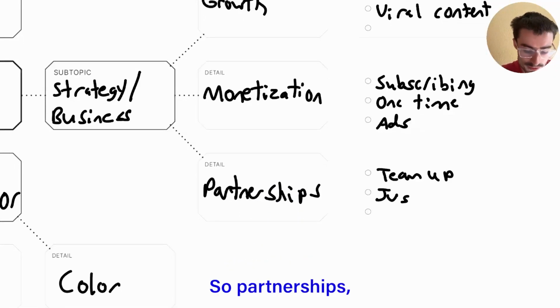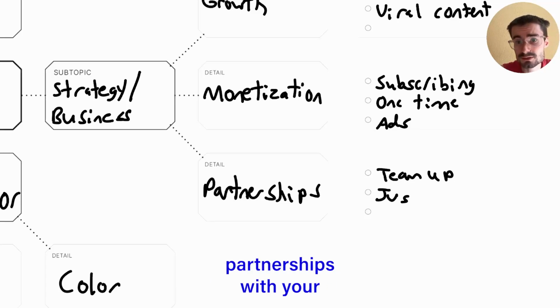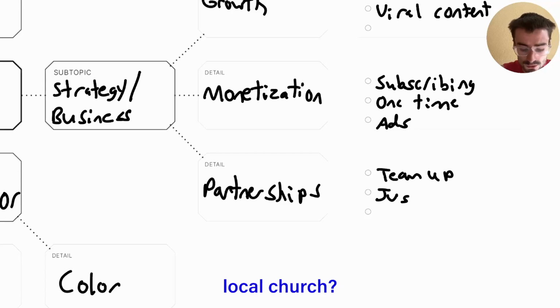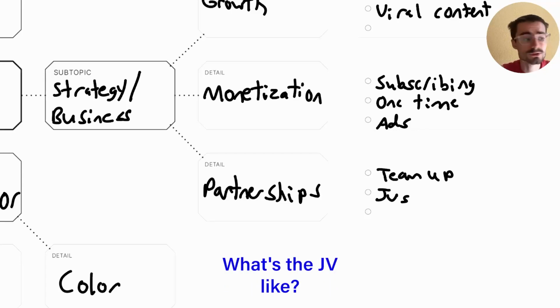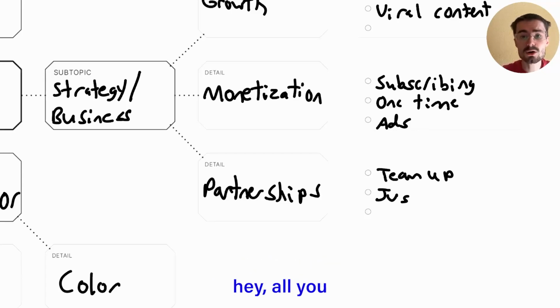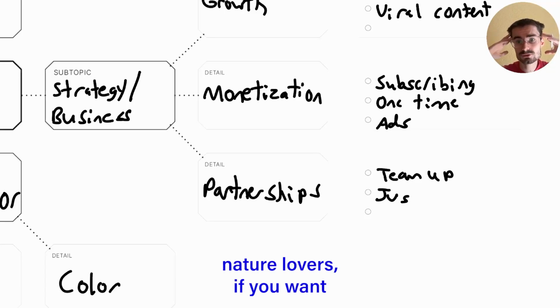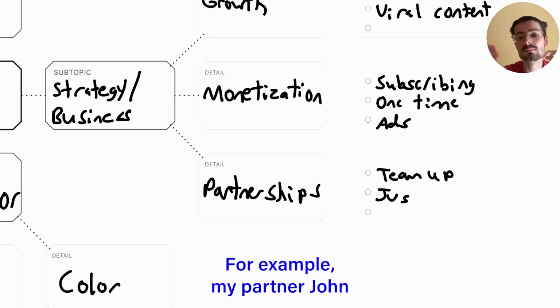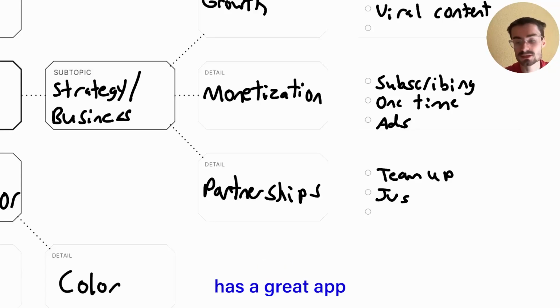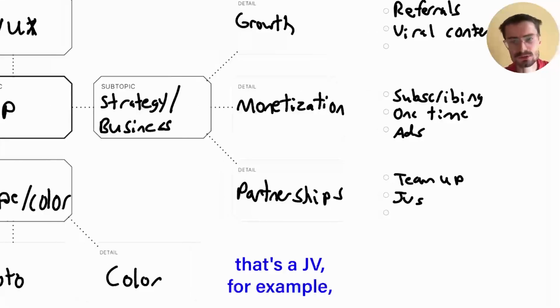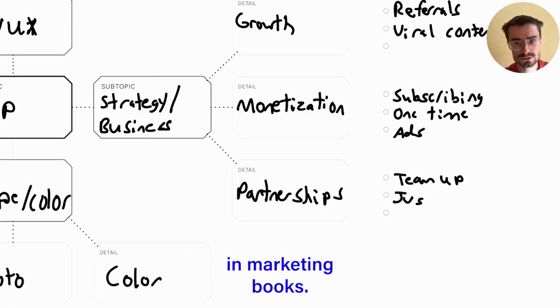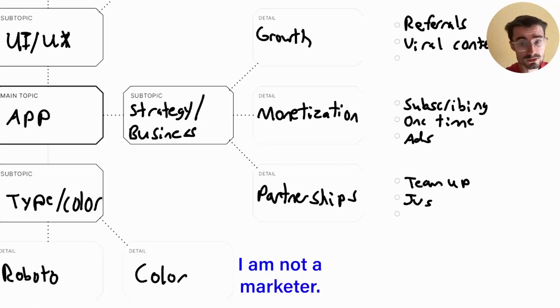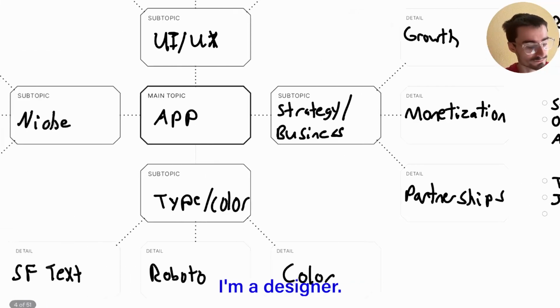So partnerships. Are you going to do partnerships with your local community? Are you going to do it with your city council? Are you going to do it with your local church? What's the team up? What's the JVs like? Are you going to have an email list where you say, hey, all you nature lovers, if you want to discover how to feed birds, for example, my partner John has a great app. That's a JV, for example. And you can learn more about this in marketing books, because I am not a marketer. I'm a designer.